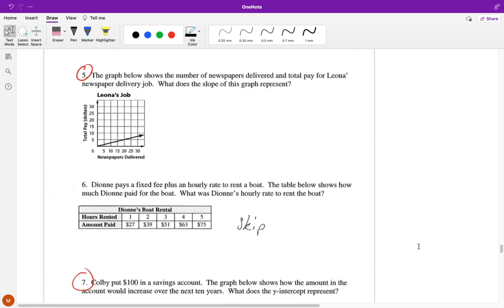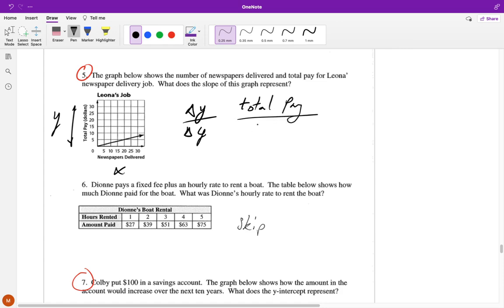All right, for number 5, it says the graph below shows the number of newspapers delivered and the total pay for Leona's newspaper delivery job. What does the slope of this graph represent? Once again, we know our vertical axis is our y and our horizontal is our x. We represent our slope by change in y over change in x. The vertical y is total pay, and the denominator, or the x, is newspapers delivered. So what our slope represents is how much money we are getting paid for every newspaper that we deliver.